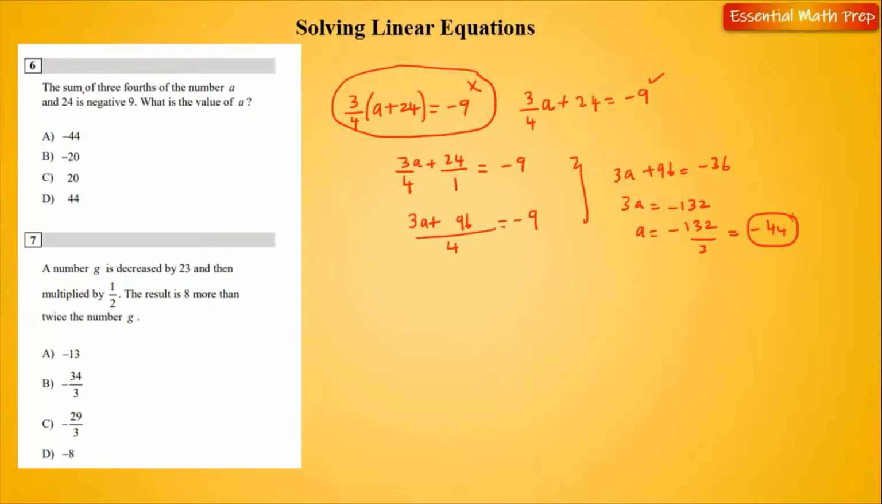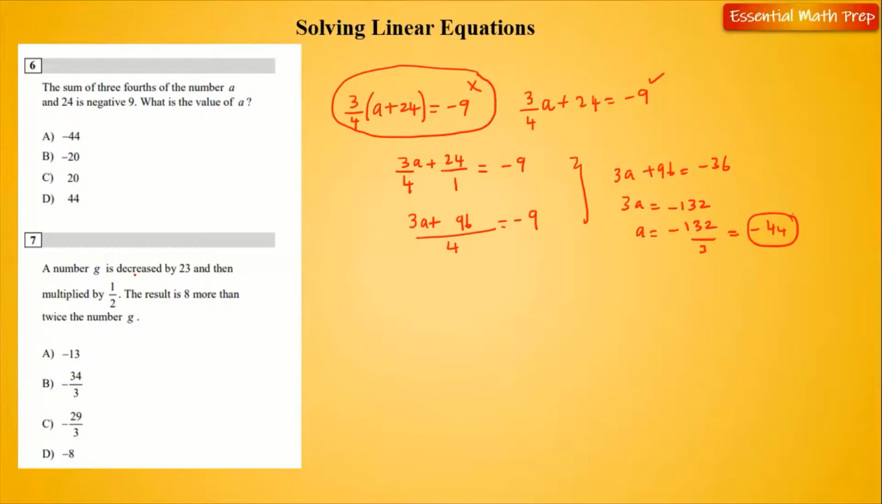But keep in mind, sum of 3/4 of the number a and 24, they did not in any way say the 3/4 is applicable to both numbers. Okay, keep that in mind. Maybe it's a little tricky, but I don't think the problem is implying that the 3/4 is applying to both the cases. Let's go to number 7.